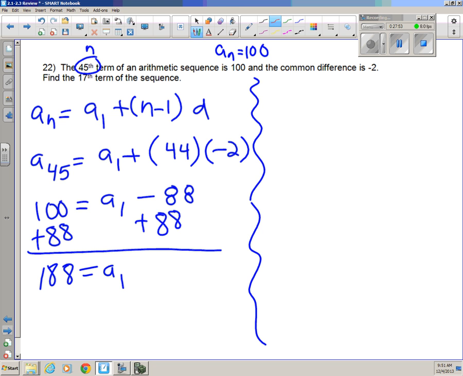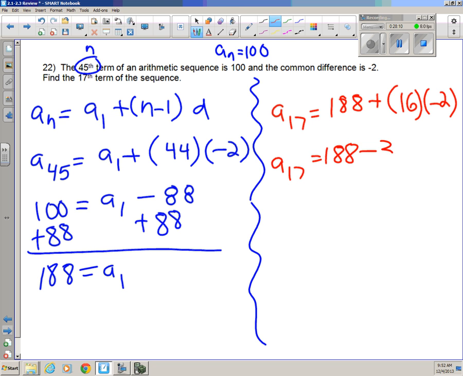And of course we can, because now we can say, well, the 17th term is the first term plus 16 more of the common differences. So then what ends up happening, it's going to be the 17th term is 188 minus 32, or the 17th term is 156.